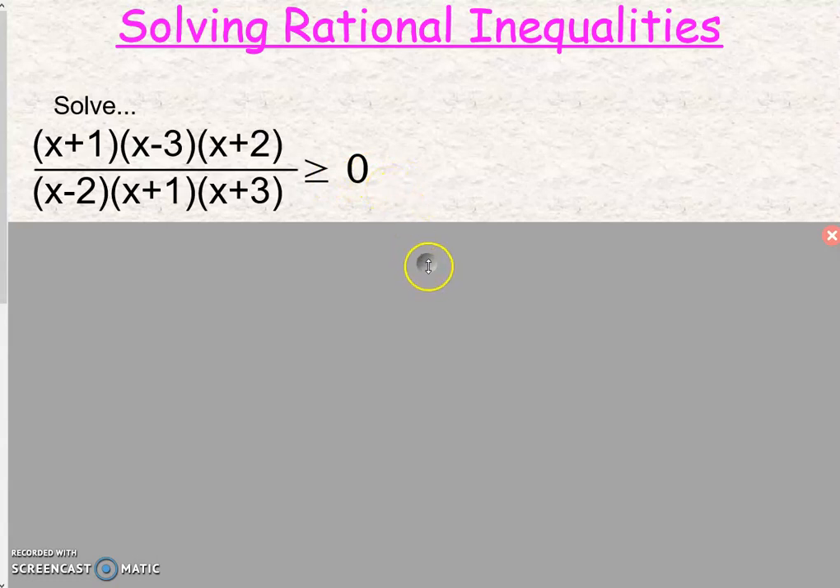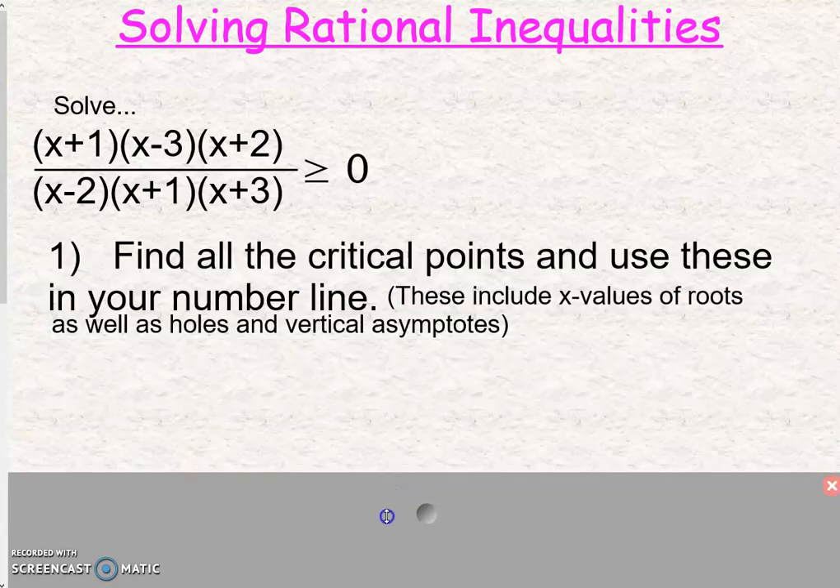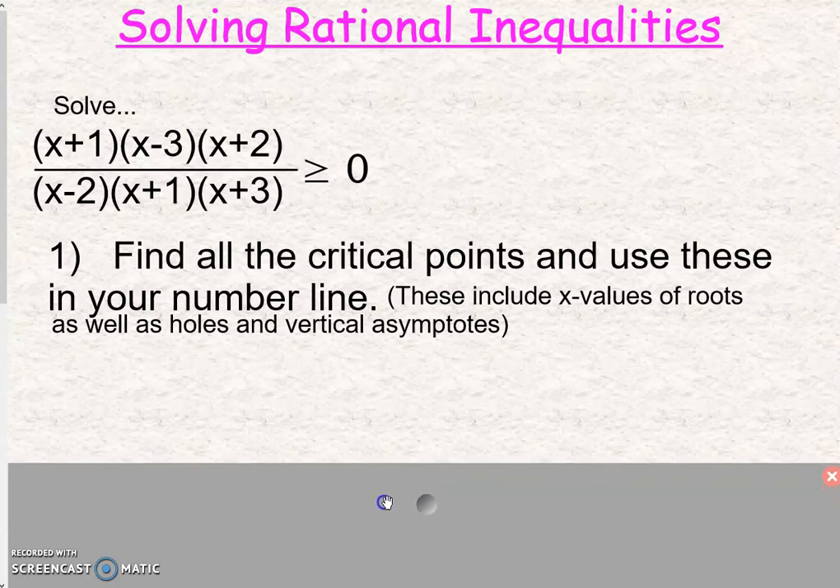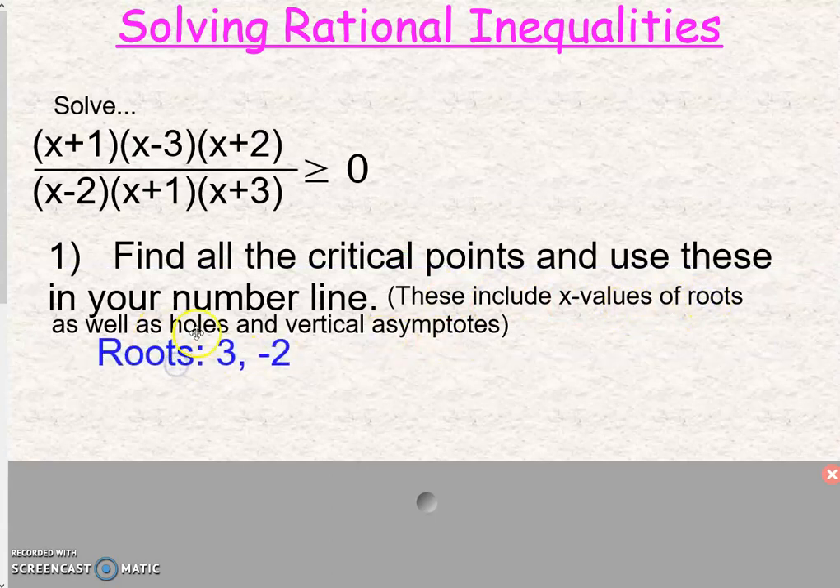So the first thing we're going to do as we prepare to set up our sign chart is find all the critical points, and we're going to use these points in our number line. Now when I say critical points, these are going to include the x values of the roots as well as any holes or vertical asymptotes.